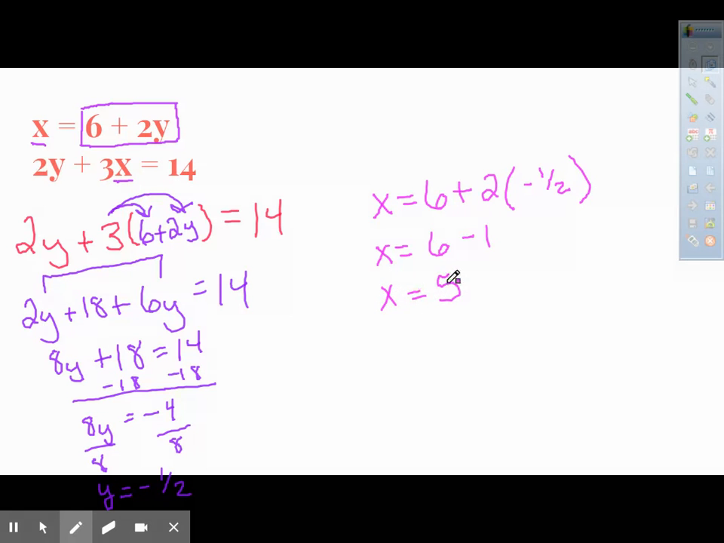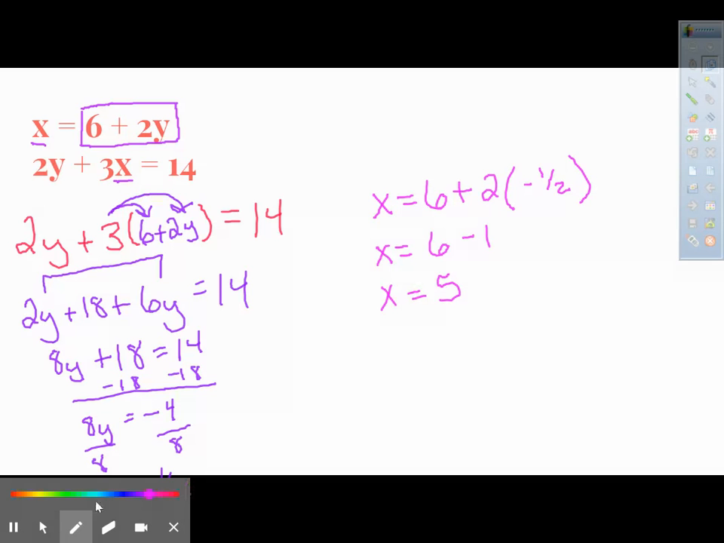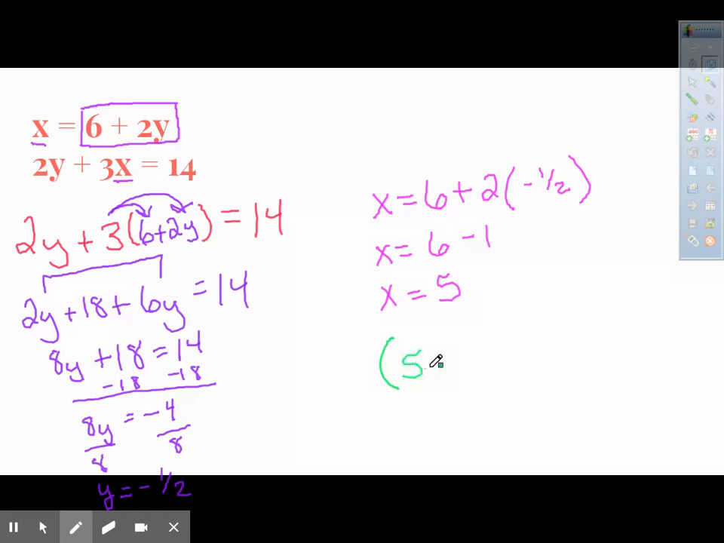So x equals 5. And then the last step says to write my answer as an ordered pair. So my answer, x always goes first, would be 5, comma, negative 1/2. Negative 0.5 is fine. That's the same thing as negative 1/2. Notice there's no graphing involved.